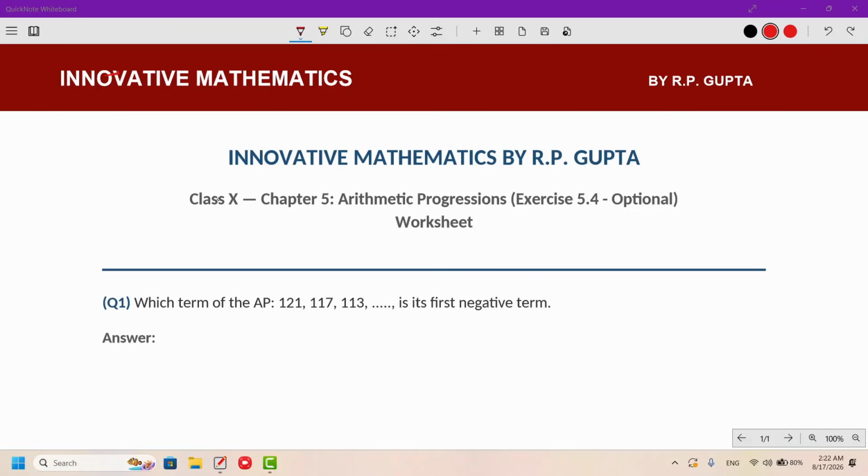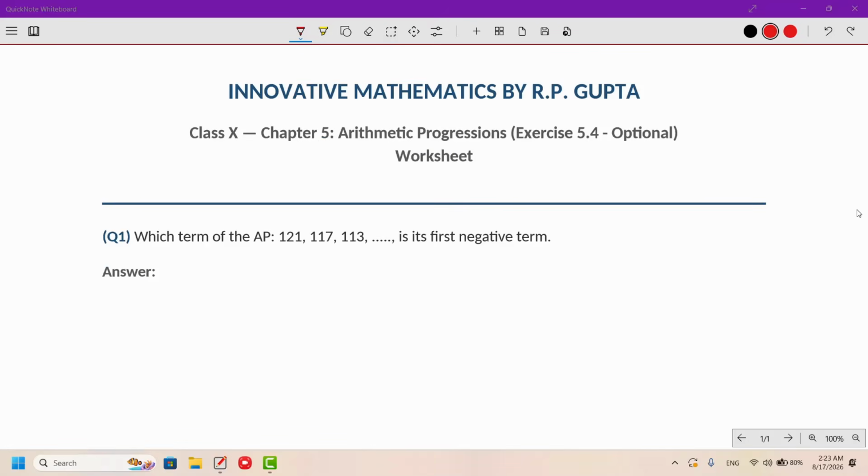Hello everyone. Today we will start arithmetic progression exercise 5.4. This is an optional exercise, but each question in this exercise is as important as any other exercise. So let's start with the first question.